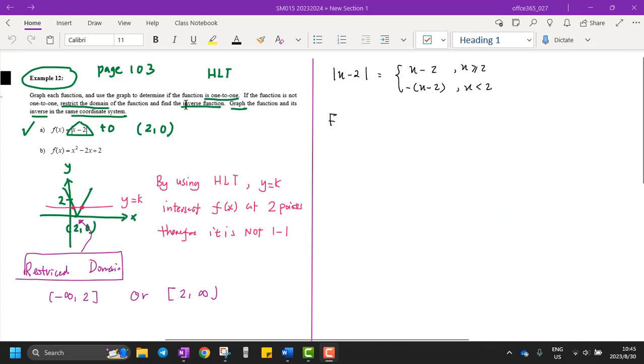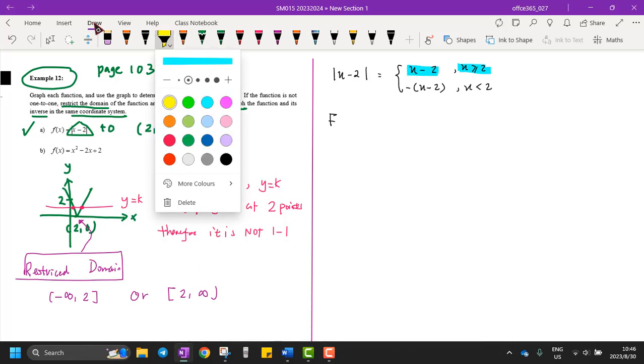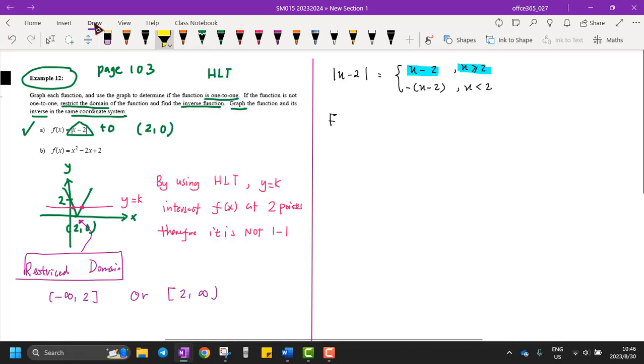For the absolute function, as we know, based on the definition, a different interval will give you a different function. For example, when x is greater than 2, we take the function modulus of x minus 2 as x minus 2. But if x is less than 2, the function you will choose is negative, in brackets, x minus 2.